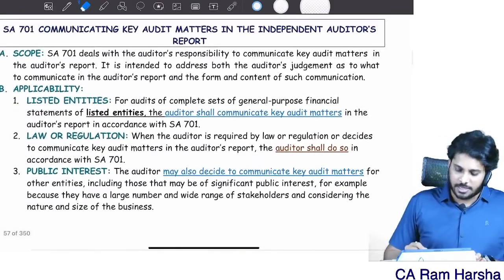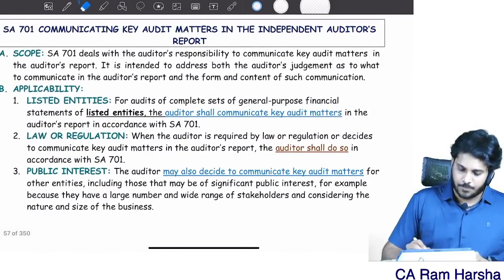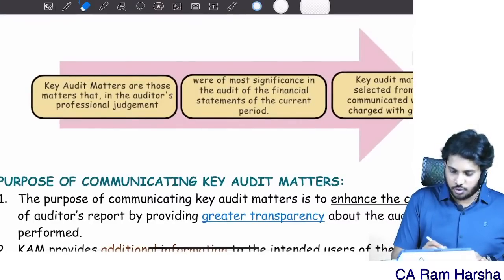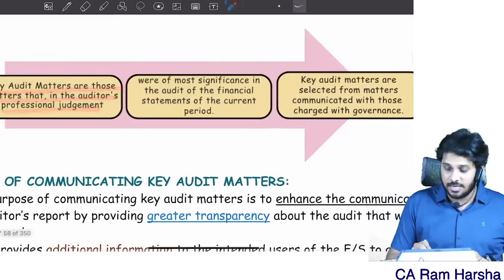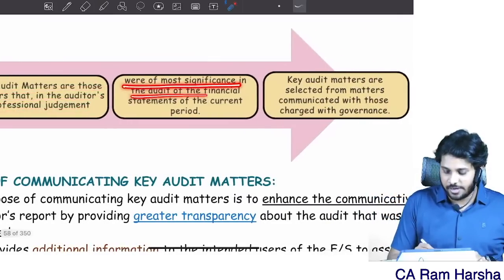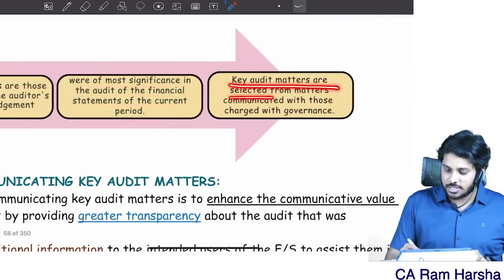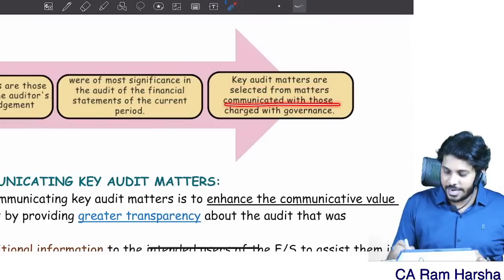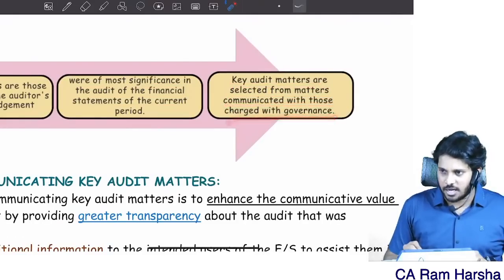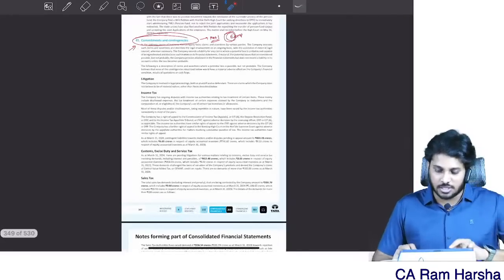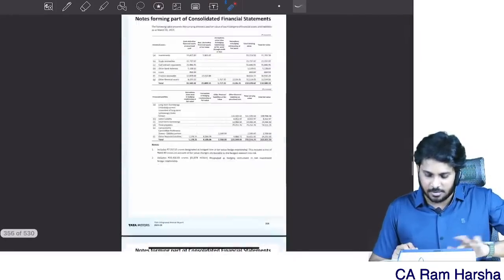So key audit matters are those that, in the auditor's professional judgment, were of most significance in the audit of financial statements of the current period. These matters are selected from matters communicated with those charged with governance. So what is a key audit matter? I will show you Tata Motors, just a straight example to better understand.